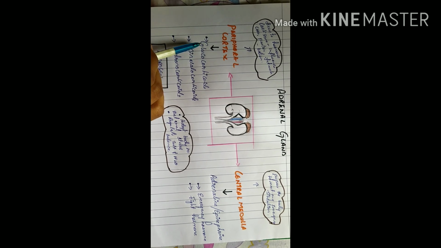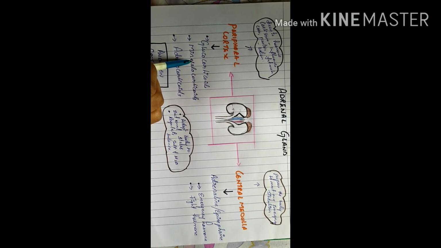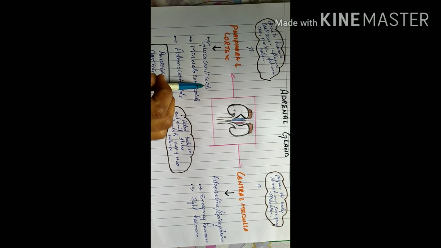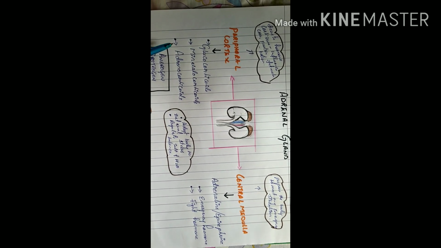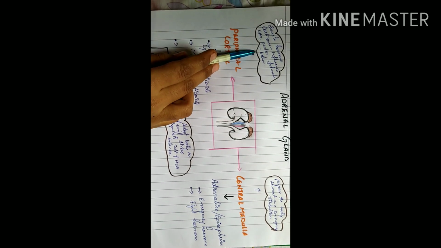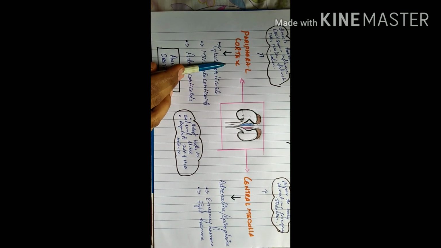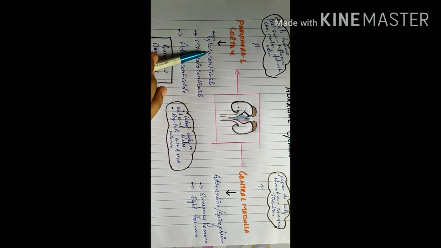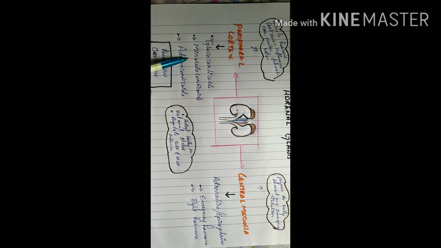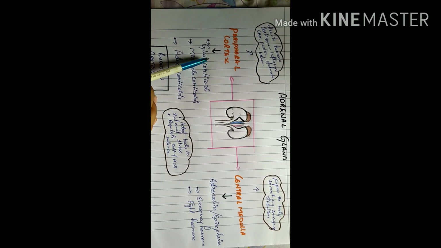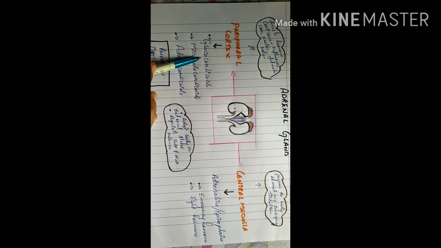Next is the peripheral cortex. This produces a well-known hormone called corticoid, which influences carbohydrate, protein and fat metabolism. The cortex produces three types of hormones: glucocorticoid, mineralocorticoid and adrenocorticoid. Let us go through them one by one in detail.